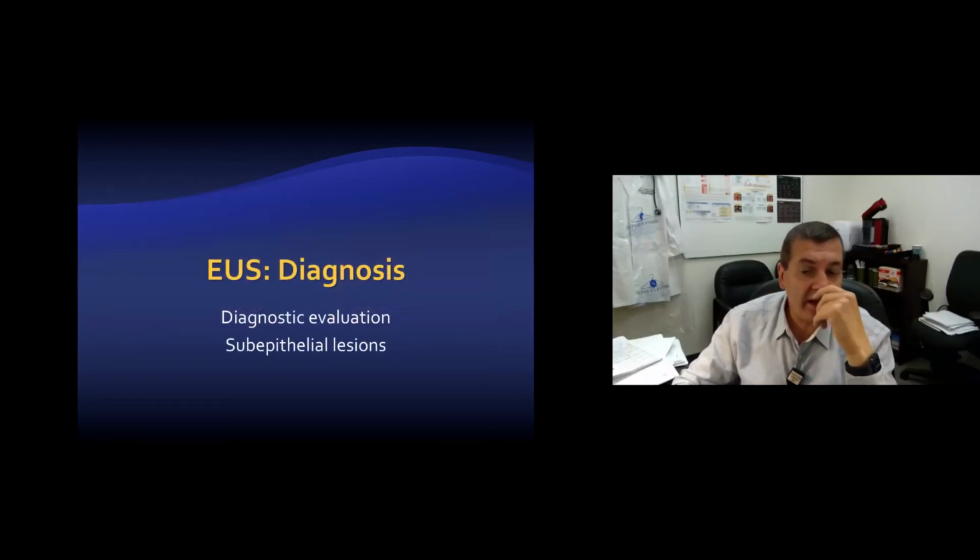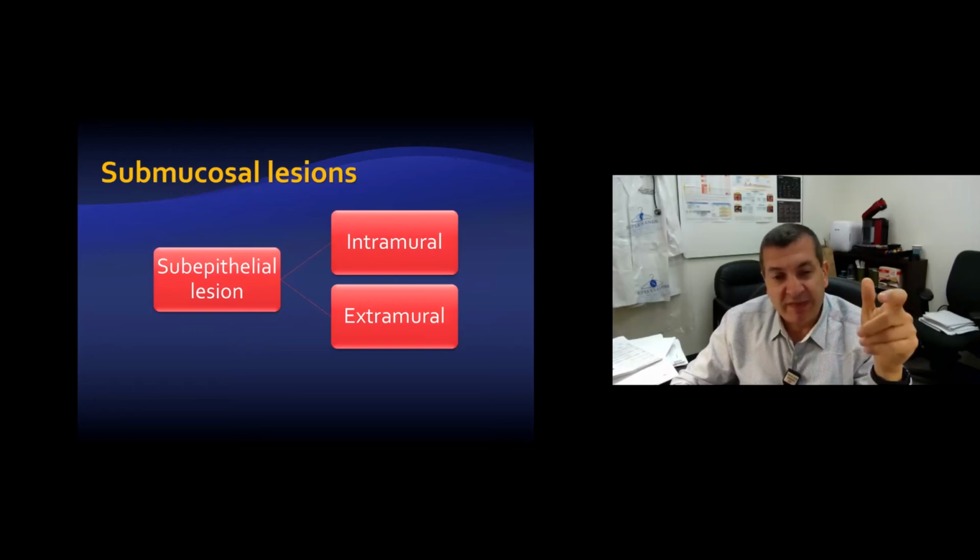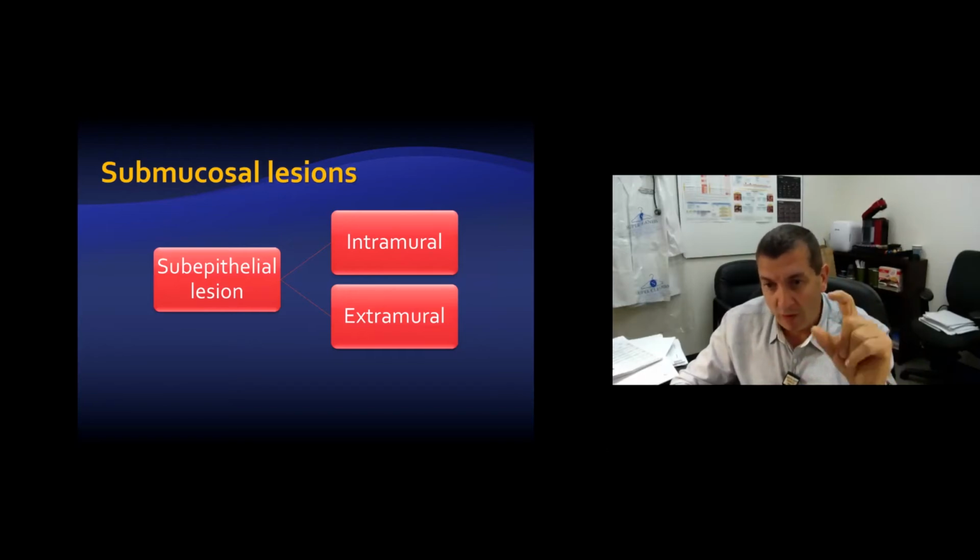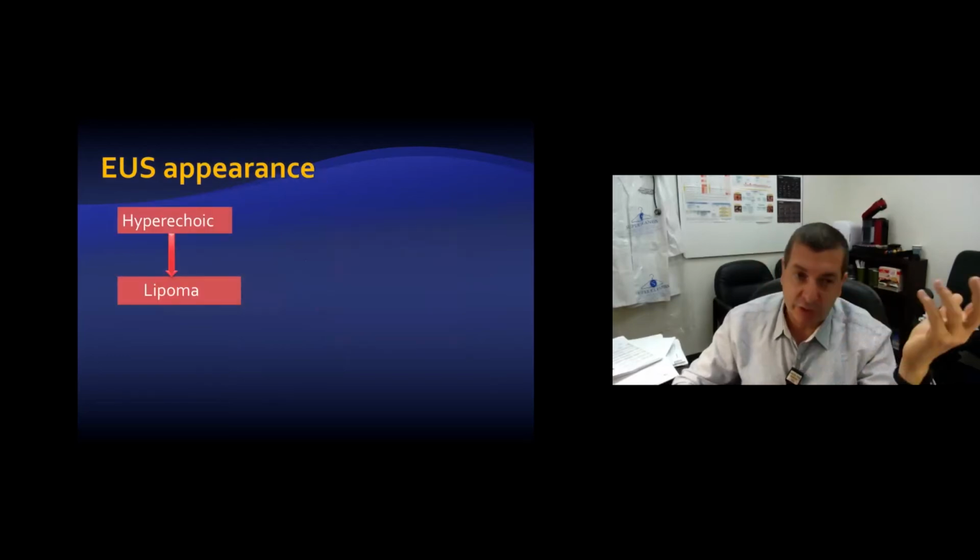How about subepithelial lesions? Subepithelial lesions can be two things. So when you scope somebody and you see a submucosal mass, it can be two things. One, it can be intramural, within the wall of the lumen, within the wall of the stomach or esophagus or colon. And it can be extramural, meaning that something else is pressing on the lumen, giving the impression that there is something in the wall. So EUS certainly can detect that.